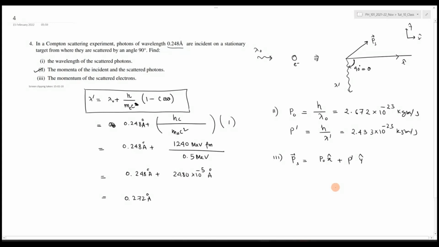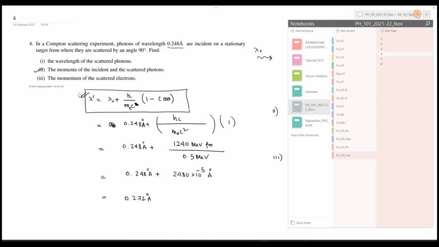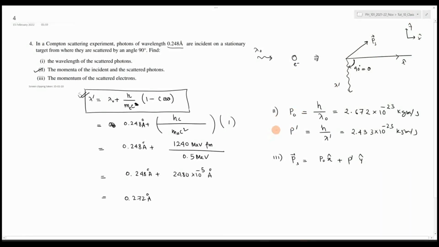This part is fine. Third part is fine. Everybody? Yes, ma'am. Okay, good. So these are just based on this formula. I hope this is very simple for you. Anyone have any doubt? Only 3-4 people used to respond.